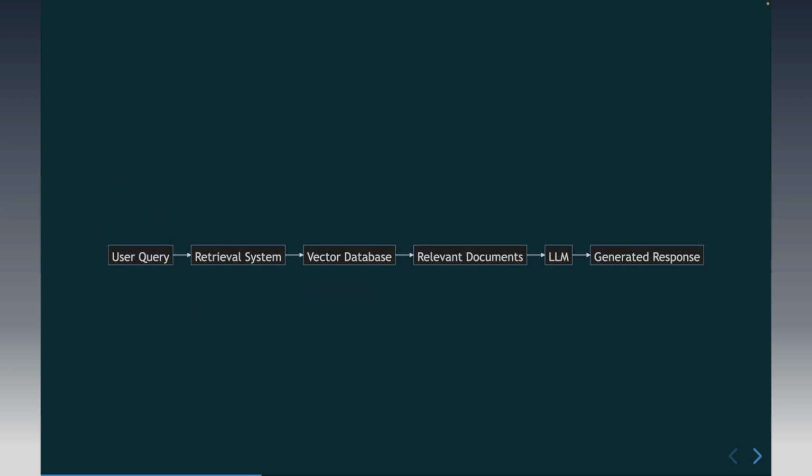This illustration of the flow of information in a vector RAG system starts from the left with the user query. The user query is processed by the retrieval system, which searches the vector database for relevant documents. These are then provided to the LLM along with the query so that the LLM can generate its response.